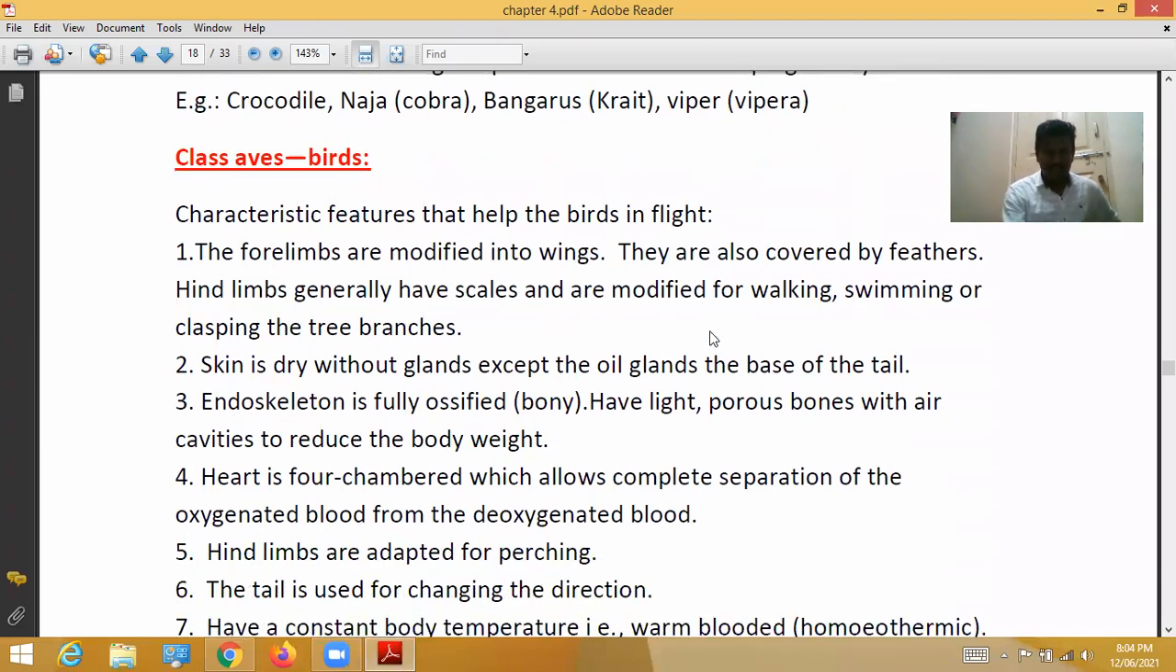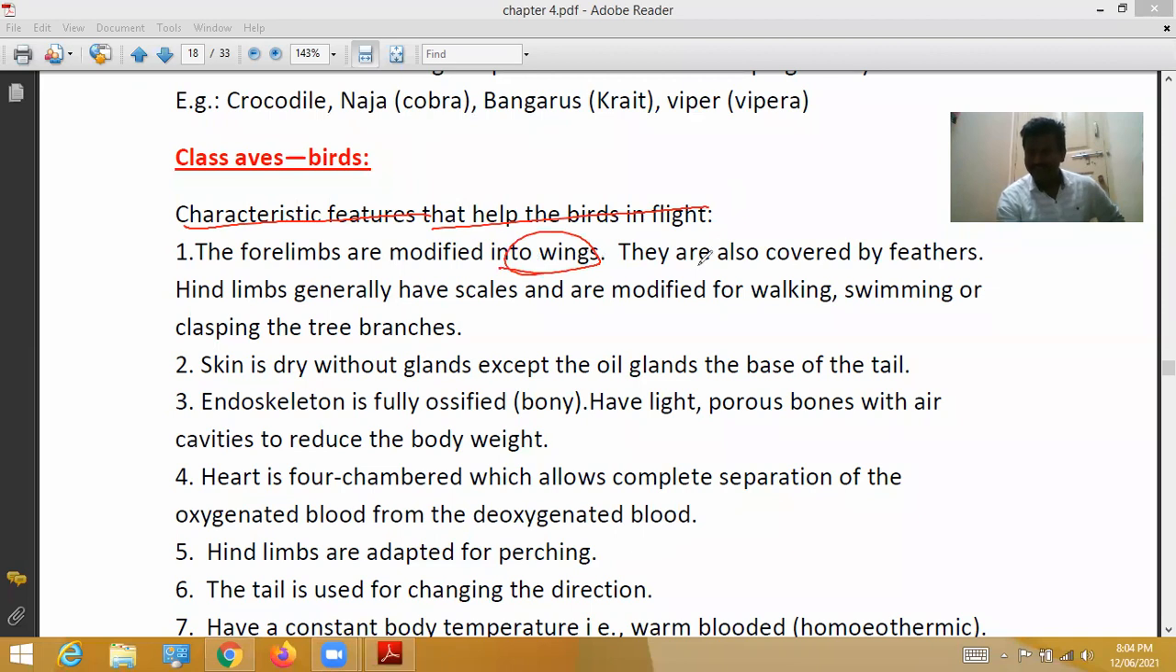Next, birds. So here is nothing but birds. The characteristic features are those that help the birds in flight. The forelimbs are modified into wings. They are also covered by feathers. Their body is covered by feathers.